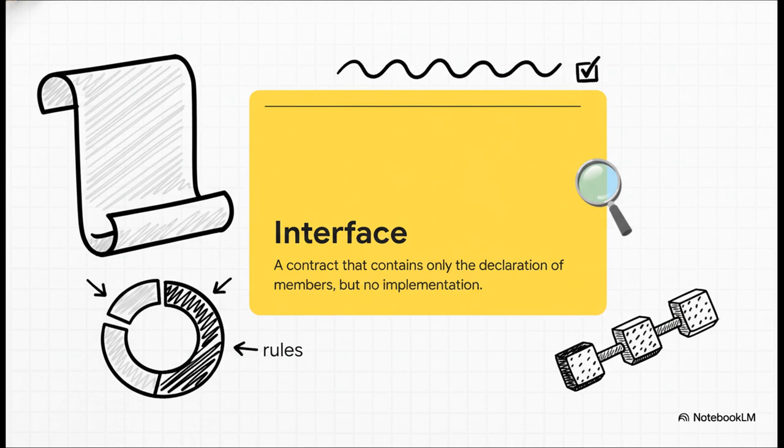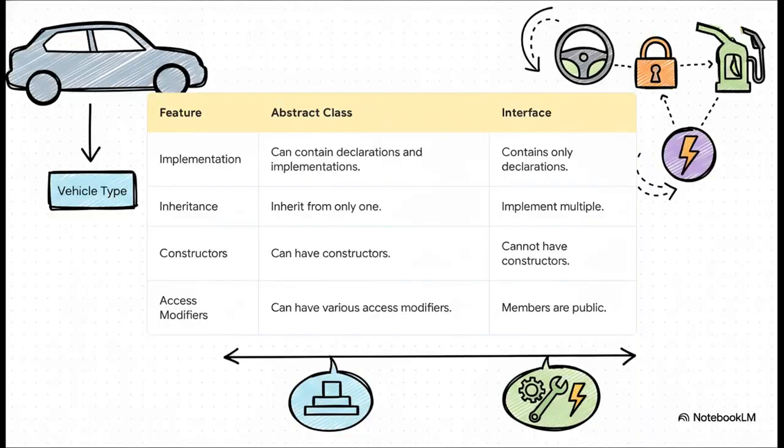It doesn't say how to do something, it just says that you must do it. An interface is a list of promises, guaranteeing that any class that signs the contract will have a certain set of abilities. Okay, this table lays out the nitty-gritty differences, but let's cut to the chase. The huge difference is inheritance. A class can only inherit from one abstract class, but it can implement many interfaces.